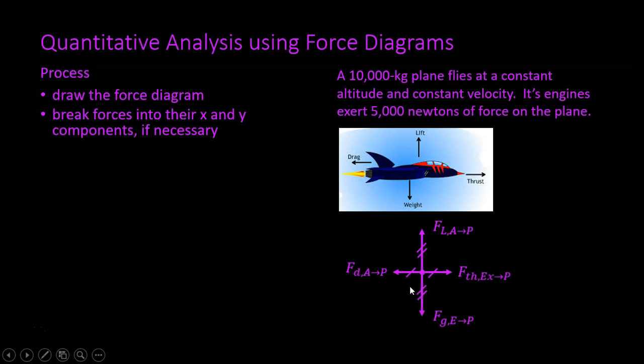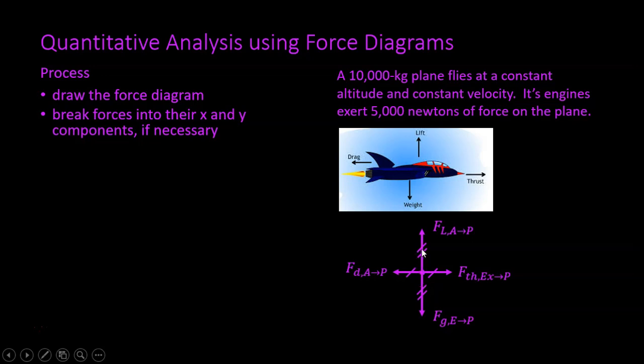So here's the force diagram. We have gravity pulling the plane down towards the center of the earth. We have the lift force pushing up on the plane. We have the engine thrust pushing the plane to the right. And we have the drag force of the air pushing the plane to the left.